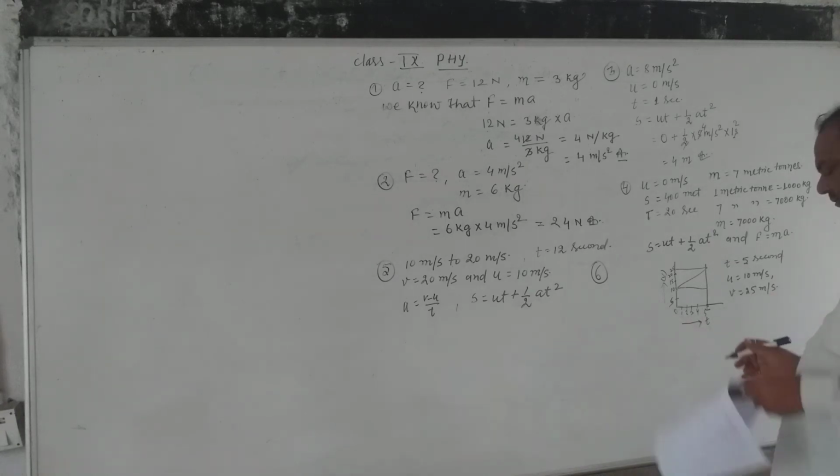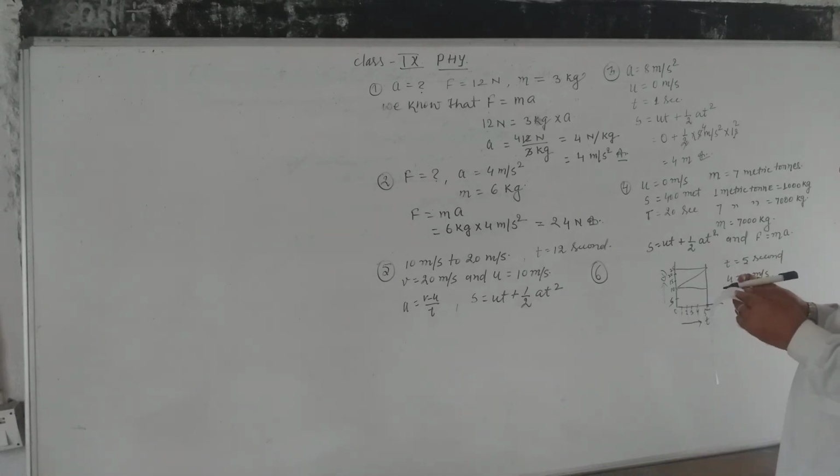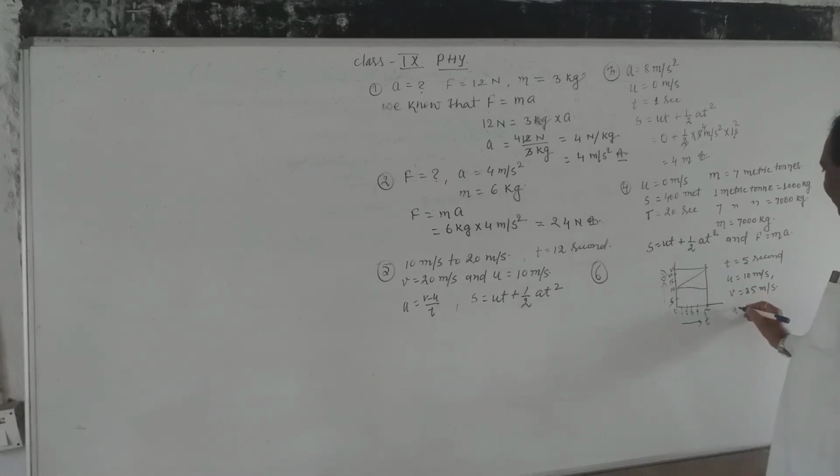We can use here, what is the acceleration a? A is equal to v minus u upon t, and how far? It means distance. S is equal to ut plus half at square. Okay, you can solve the questions so easily.